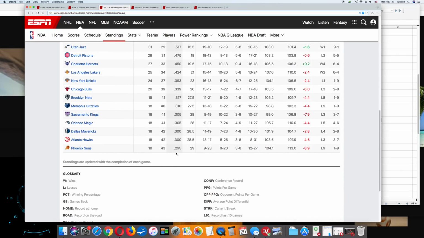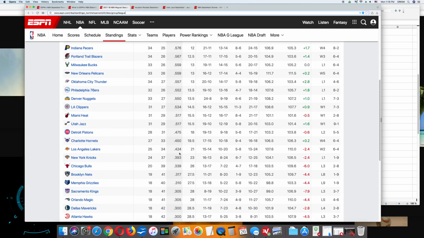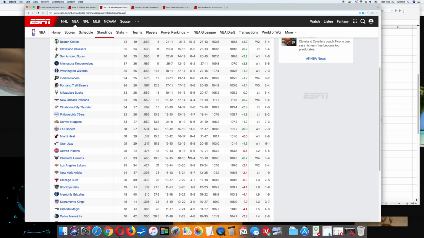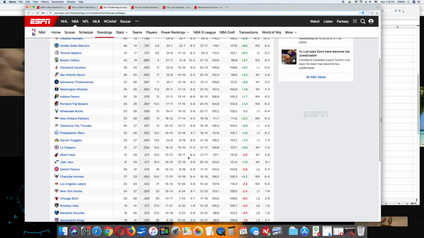Atlanta or Phoenix has the lowest win percentage. That's 295, which means they've won 30% of the games. So these are professional teams, and there is parity. Now that doesn't mean all the teams are the same. It says that all the teams are competitive.